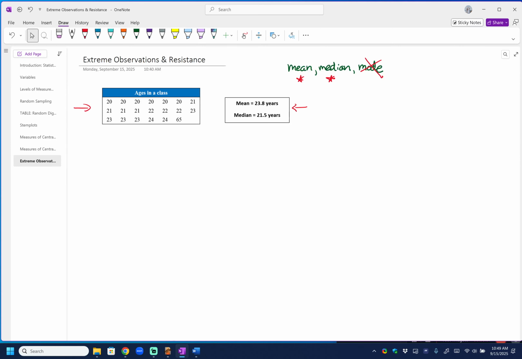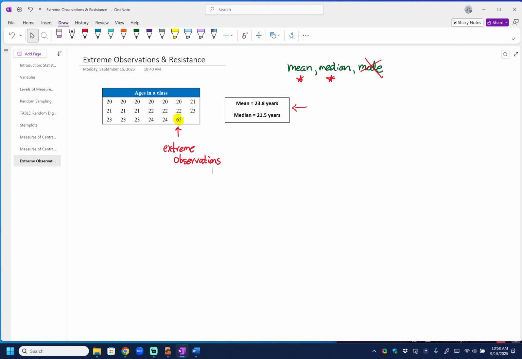The first observation to be made here is there is an age that isn't like the other ones. That is the 65 years old. So we refer to this particular observation as an extreme observation. An extreme observation is basically any observation that falls outside the realm of the other data points. It doesn't look like it belongs, in a sense, in terms of the number. What's interesting about extreme observations is they tend to have an effect on certain measures of center.